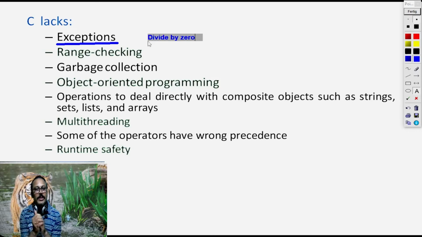Some of the operators have wrong precedence, but we cannot do anything about it. We may see which has wrong precedence whenever there is some kind of ambiguity. And C doesn't have any runtime safety. Somebody can write a program using the powerful feature called pointers, and then he can erase the operating system code also, which is present in them. So runtime safety is not supported. Java has a very powerful feature of runtime safety.